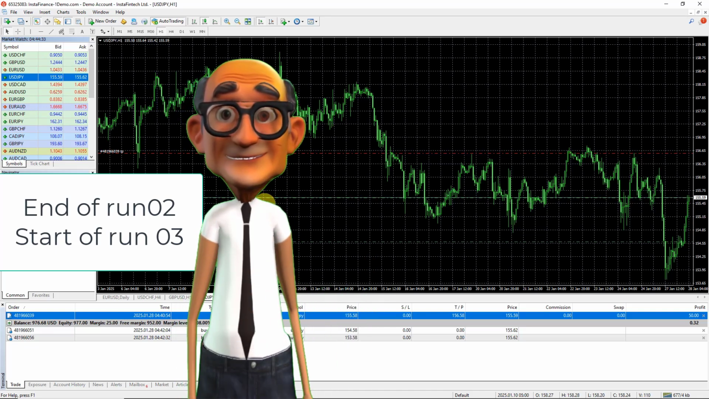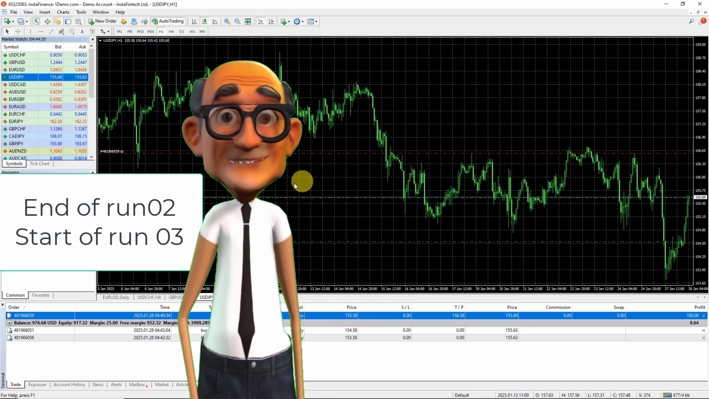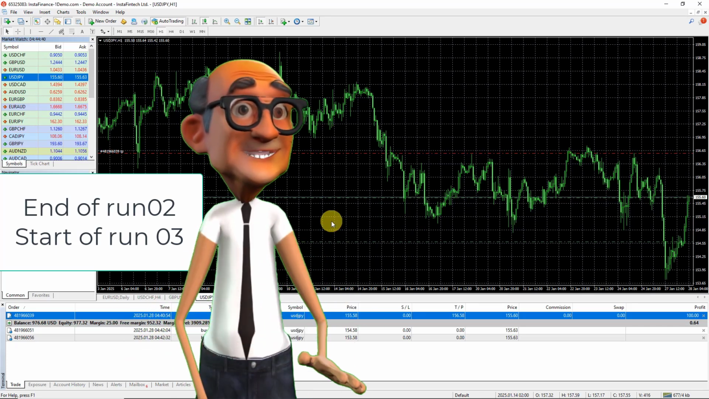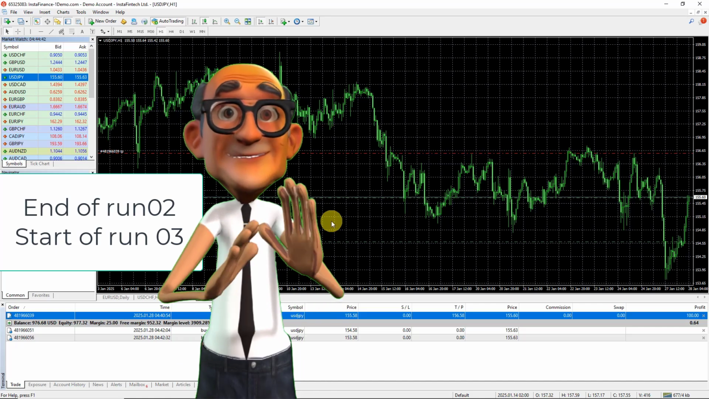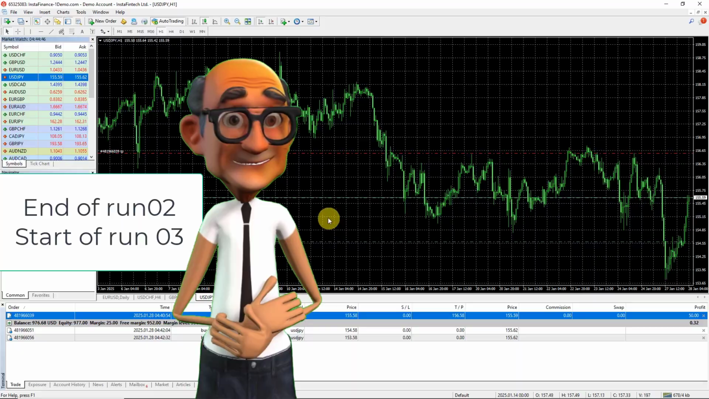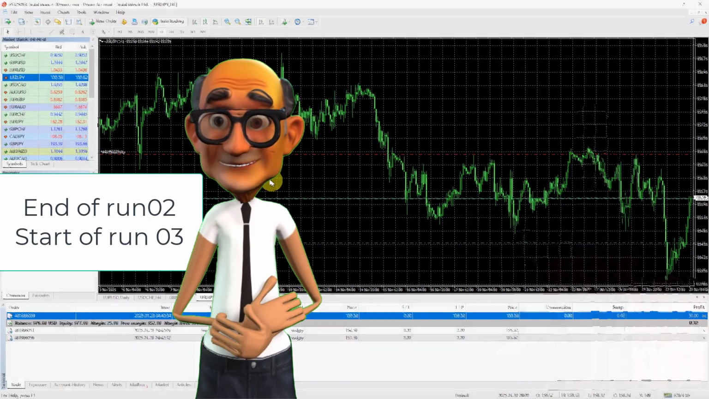Okay, anyhow guys, this is now run number 3, and I think I'll do it for 5 runs so you can see how it works. And maybe if you want to try it, guys, you can try it, but please be very careful. Don't waste your money.